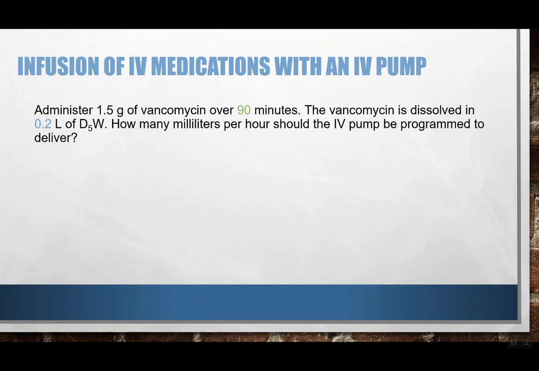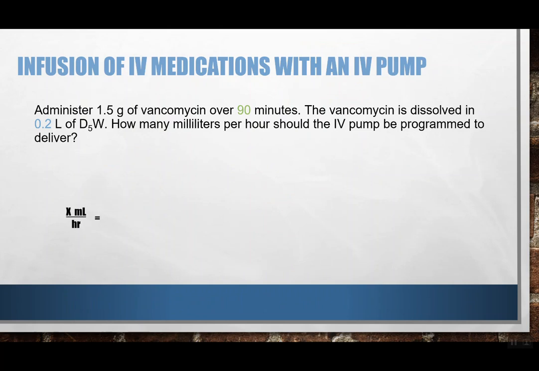Let's do one more. Administering of 1.5 grams of vancomycin over 90 minutes. The vancomycin is dissolved in 0.2 liters of D5W. How many milliliters per hour should the IV pump be programmed to deliver? Okay, so again, I need mils per hour. It's just not saying ml per hour. It just specifically states mils per hour, and you'll need to be able to recognize that in a question.